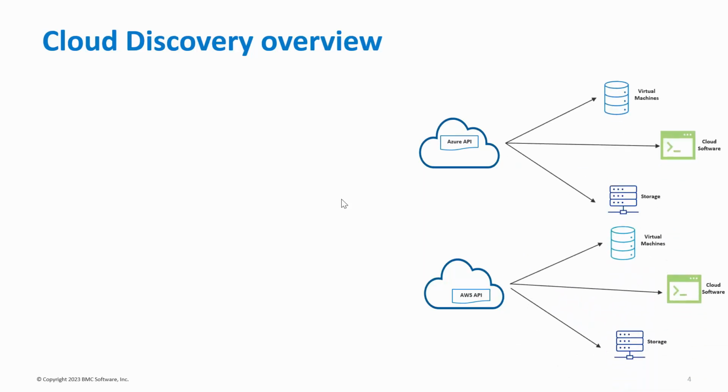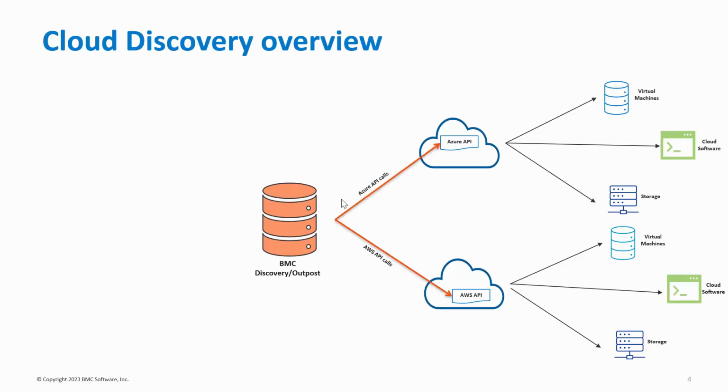Let's say in your environment, you have Microsoft Azure and AWS Cloud to deploy virtual machines, cloud software, storage, and other resources. To discover them, you would need to deploy the BMC Discovery or the Outpost. Configure a credential or access key that Discovery or the Outpost can use to connect to the cloud provider APIs. Discovery will then run predefined API calls to collect the data of cloud resources or services. Discovery will collect this data as the directly discovered data. Discovery will then infer this data in the following order.